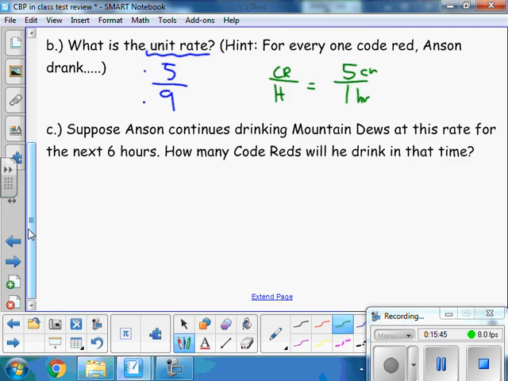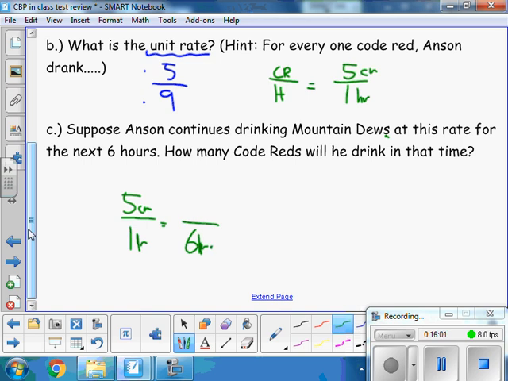Suppose he continues drinking Mountain Dews. That's awesome. At this rate, for the next 6 hours, how many code reds will he drink at that time? So if he drinks 5 code reds in 1 hour, how many will he drink in 6 hours?